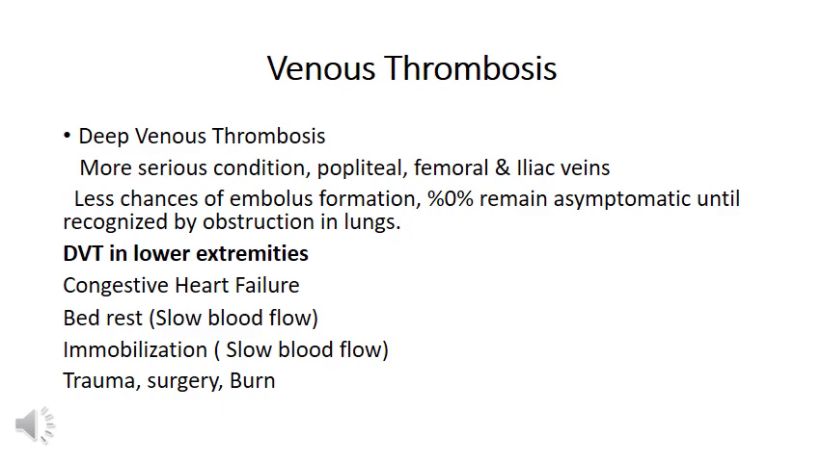Deep venous thrombosis in the lower extremities can be due to congestive heart failure, long bed rest, immobilization, and slow venous return. In case of trauma, surgery, and burn, it is not only immobilization of the patient, but also vascular injury, an increase in procoagulants, increased hepatic synthesis of coagulation factors, and decreased tissue plasminogen activator.